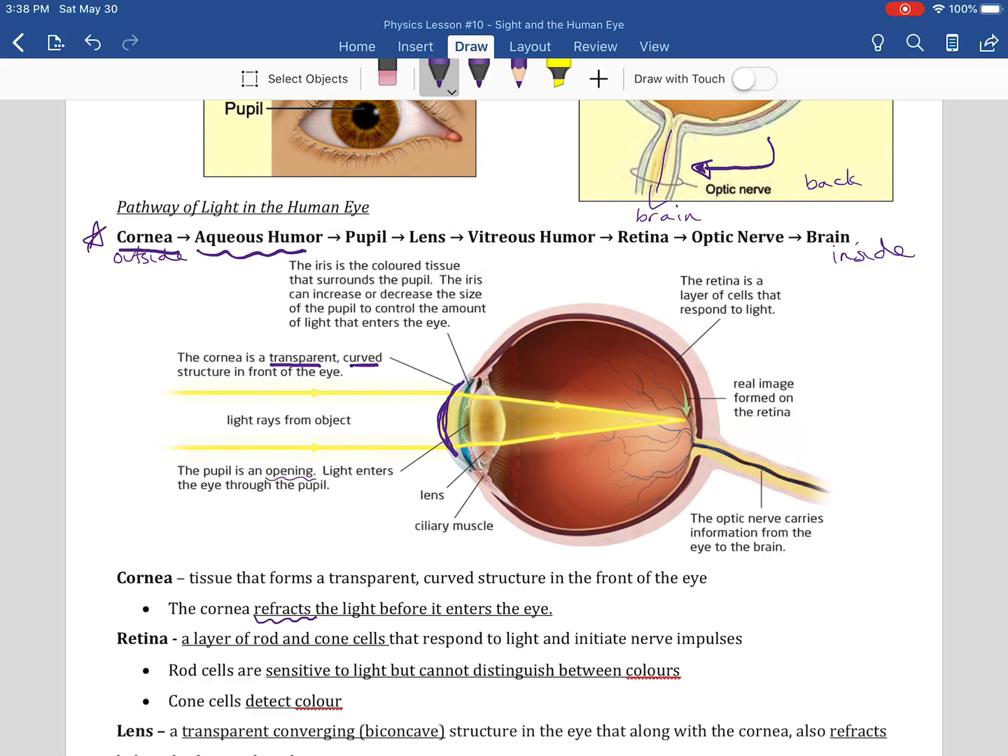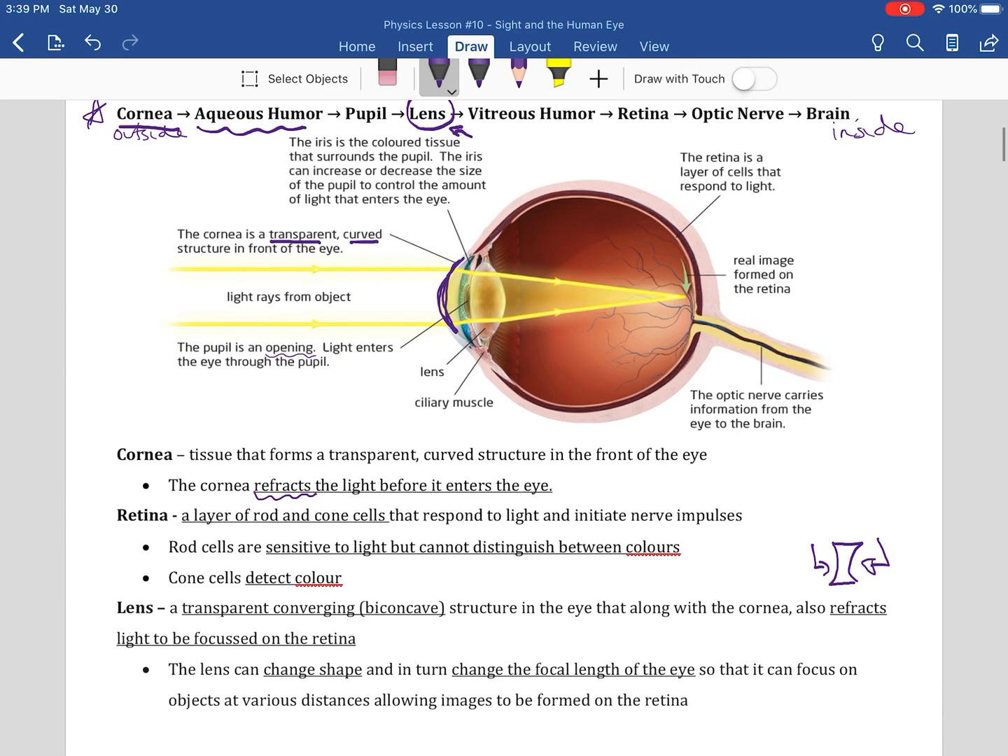Now here, almost circled the wrong thing. This is like the magic bullet here, my people. This is why we're kind of studying this. Because in your eye, there's a lens, okay? And the lens is transparent, so you can see through it, and it's a biconcave structure. So remember, biconcave looks a little something like this. Okay, so there's my biconcave. And it's a structure in the eye, because it's a lens, so it's just like the lenses we were talking about before, that along with the cornea, because remember the cornea bends the light too, also refracts light.